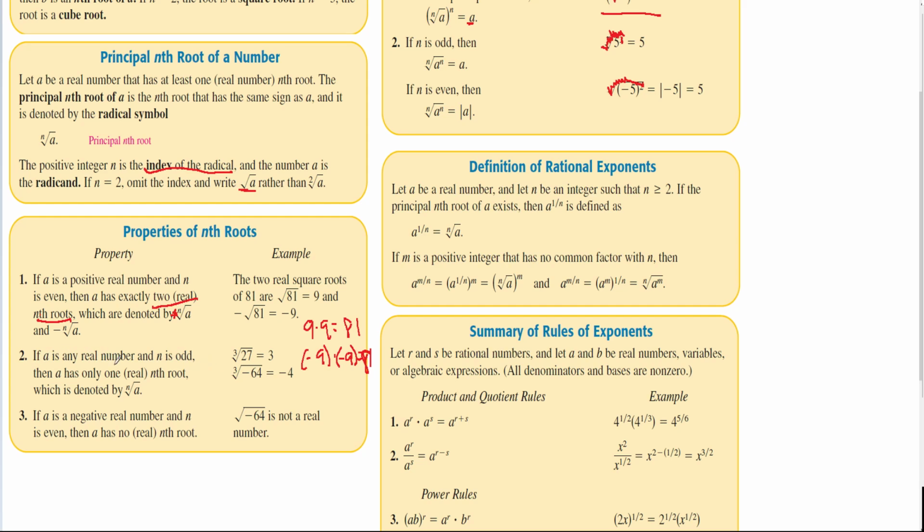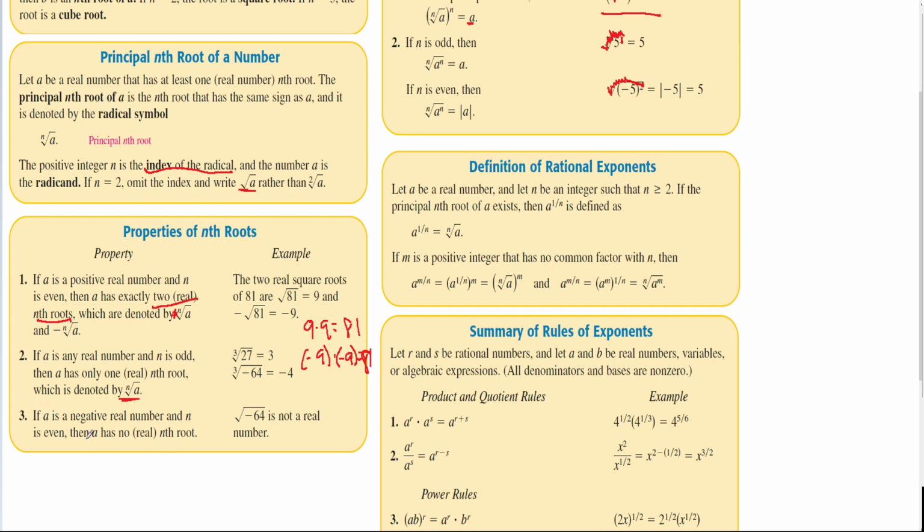And then if a is any real number and n is odd, then a only has one real nth root, which is again denoted by this notation. So for 27, the cubic root would be 3, and then for the cubic root of -64, it's -4, okay?